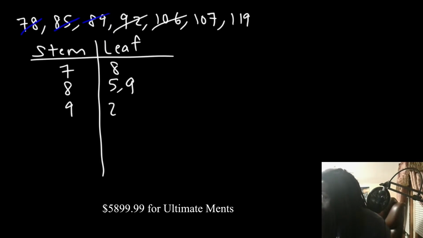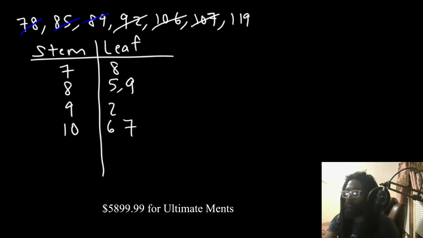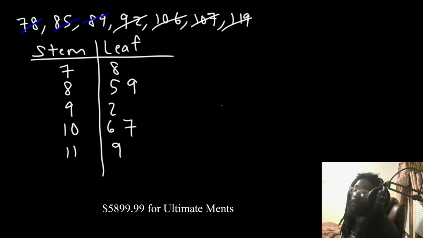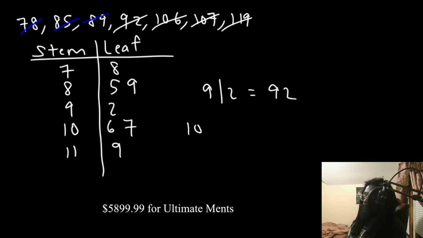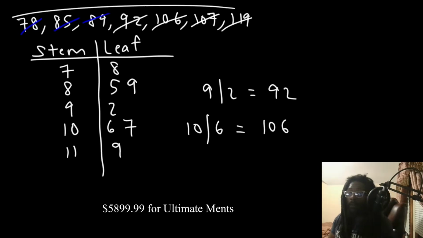Now for 106, we're going to put a 10 in the stem column, but a 6 in the leaf column. And for 107, we just got to add a 7 here. And there's usually no commas, so let's get rid of that. And then finally, for 119, we're going to write 11 in the stem plot and 9 in the leaf column. And so, for example, this will be our key. So this represents 92, and this would represent 106.